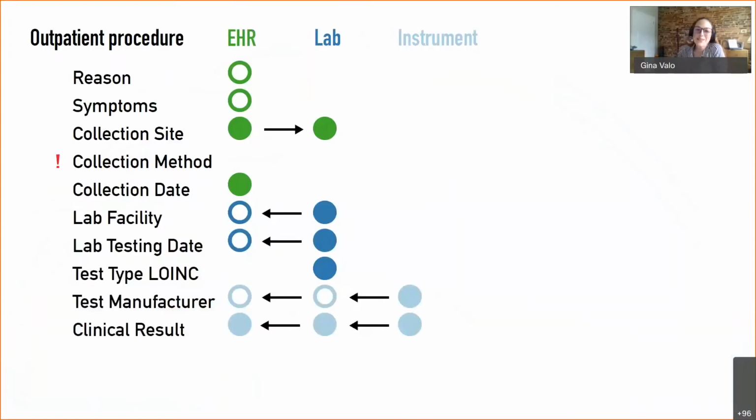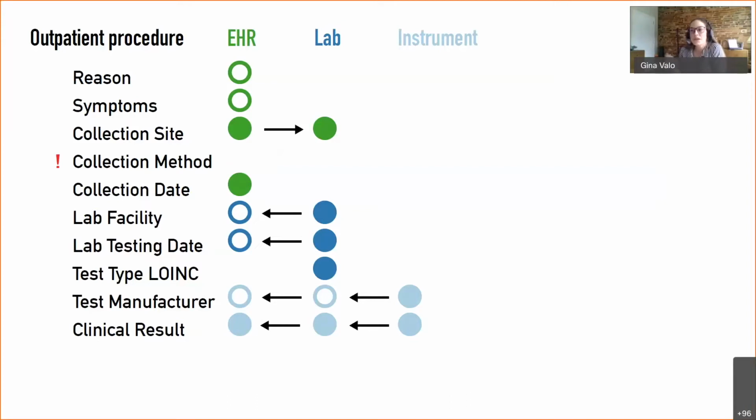So we're going to go deeper and take a closer look at the data generated from Heidi's second test. This was when she had an outpatient procedure performed at her primary care physician's office. And here, each circle represents a single data element. And there's only 10 shown, but we know there's a lot more than this in any given interaction. But just for illustration's sake, the green circles here are representing the data that originates in the EHR. The dark blue circles are data that originate in the lab information system, and the light blue circles are data that originate on a testing device or instrument.